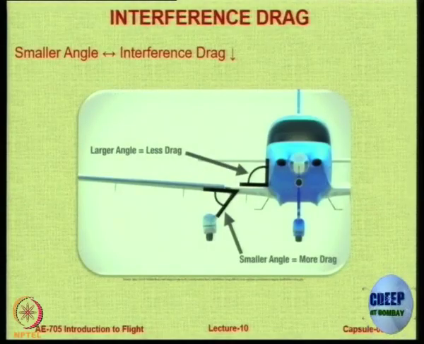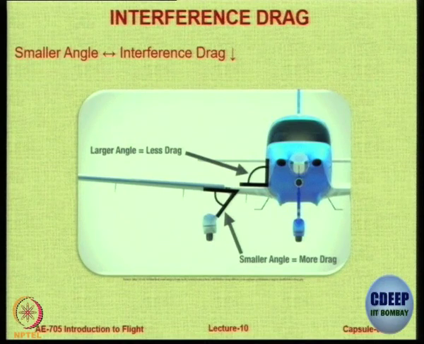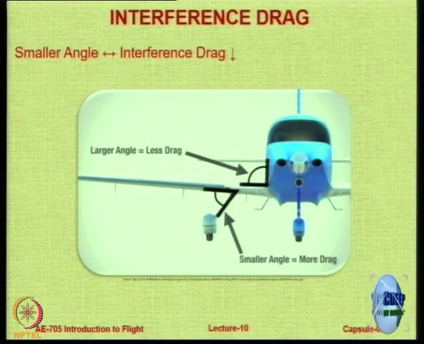So, if you have a small angle between the fuselage and the wing, the interference drag is going to be lower. Similarly, if you bring the landing gear nearer to the wing, there will be higher interference. So, there are certain suggestions or hints available for how to locate the two bodies relatively.